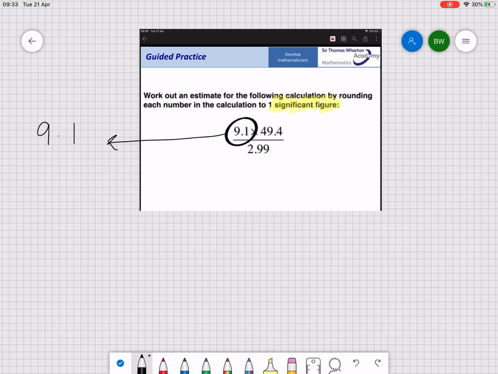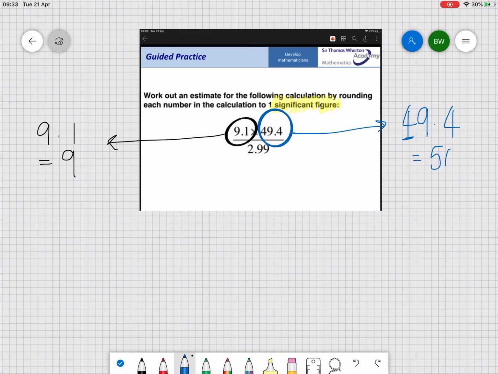Okay, the first significant figure in that number is the 9. So we're going to round to whatever column that's in. So that's in the ones column. So we round to the nearest whole number. So 9.1 to one significant figure is 9. Let's do the same with 49.4. So the first significant figure here is the 4, the first one, which is in the tens column. So I'm rounding to the nearest 10, which is 50.